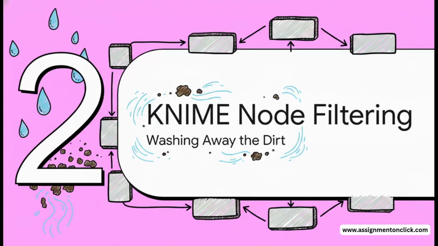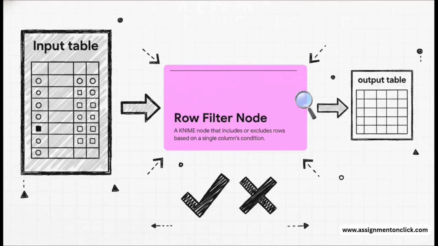Moving right along to Section 2, filtering with KNIME nodes, or washing away the dirt. So, in KNIME, instead of writing incredibly complex formulas that end up hidden, and let's be real, usually forgotten in tiny spreadsheet cells, we use intuitive visual nodes. The fundamental tool here is the row filter node. It's a basic node that either includes or excludes rows based entirely on a single column's condition.